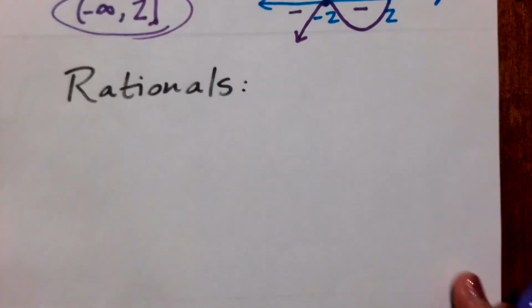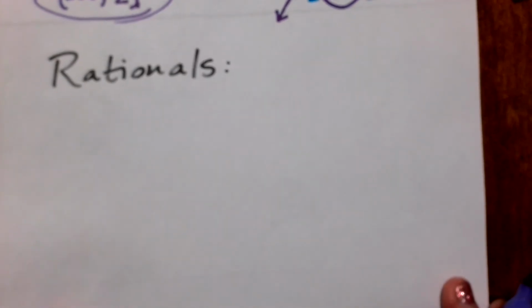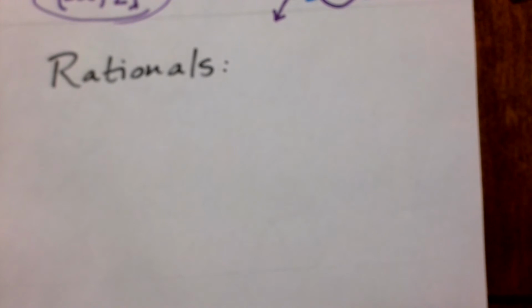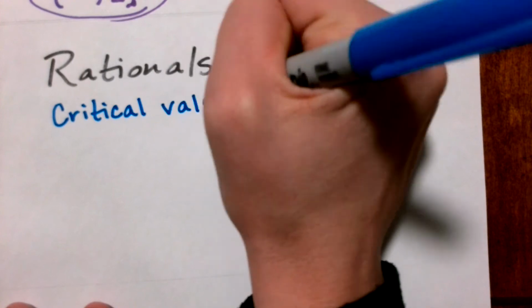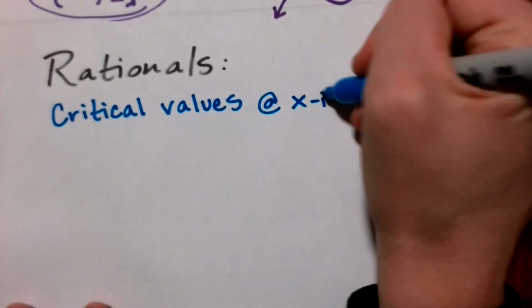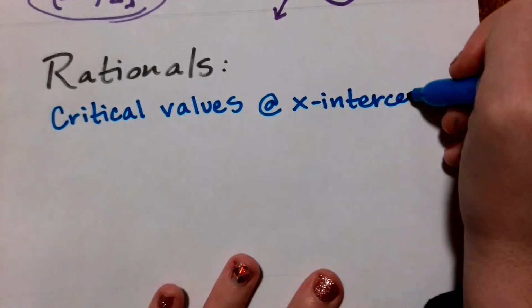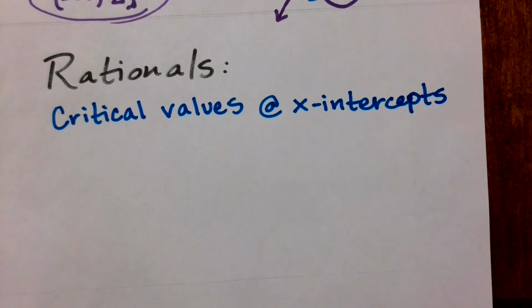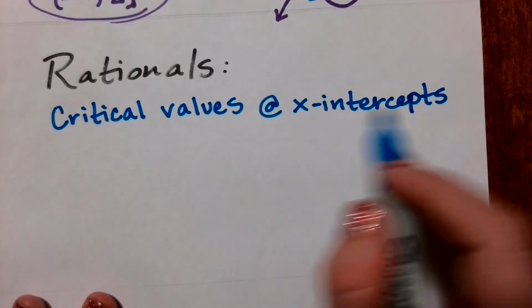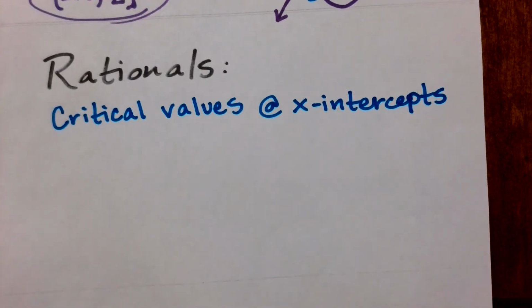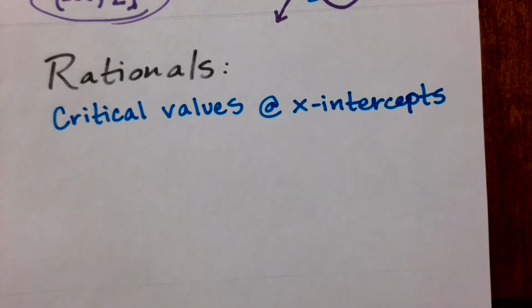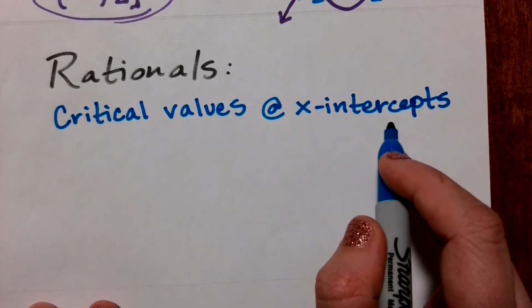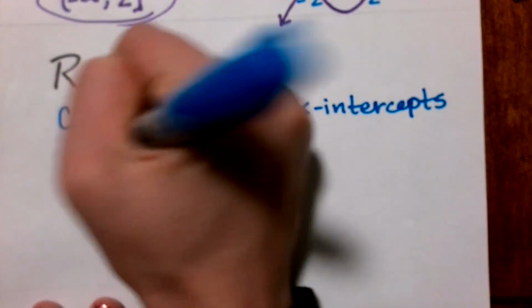Okay, so now rationals. Rationals are slightly more challenging, just because rationals are a little bit more challenging to graph. So rationals are still going to have critical values at x-intercepts, because I could still have it change from being above to below or below to above the x-axis at an x-intercept. But also rationals are not always continuous. Actually, usually they're not continuous. By nature, they're not continuous because they have a denominator. So not only could it cross at an x-intercept, but it could also cross at vertical asymptotes.